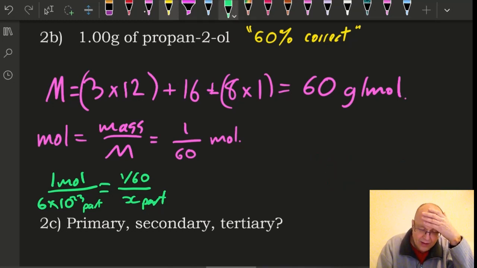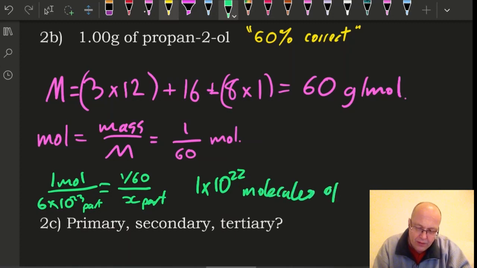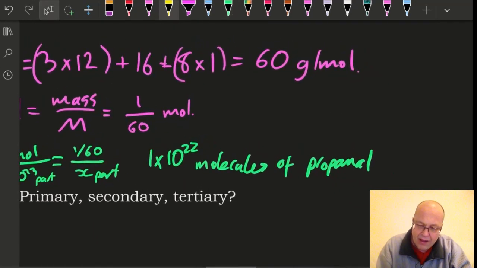So I think that means there's 1 times 10 to the 22 particles, or propanol molecules in this case. I'm going to quickly check. All right, so that's how many molecules of propanol I've got. Now, the question wants the number of hydrogen atoms. So what I'm going to do is multiply that number by 8.